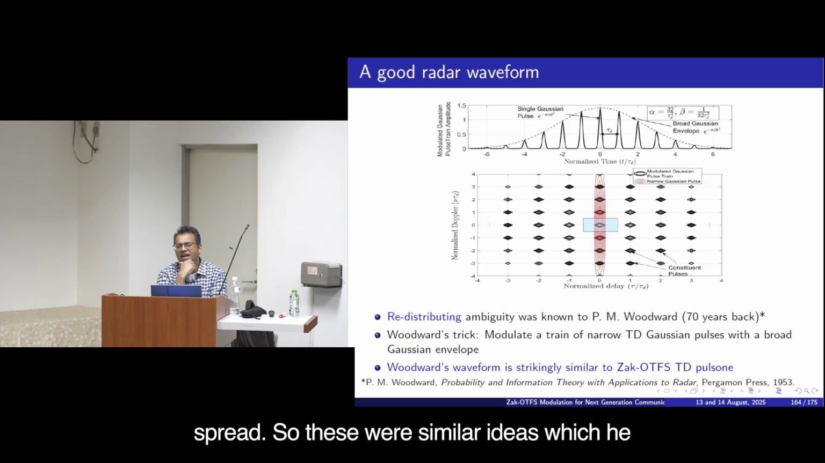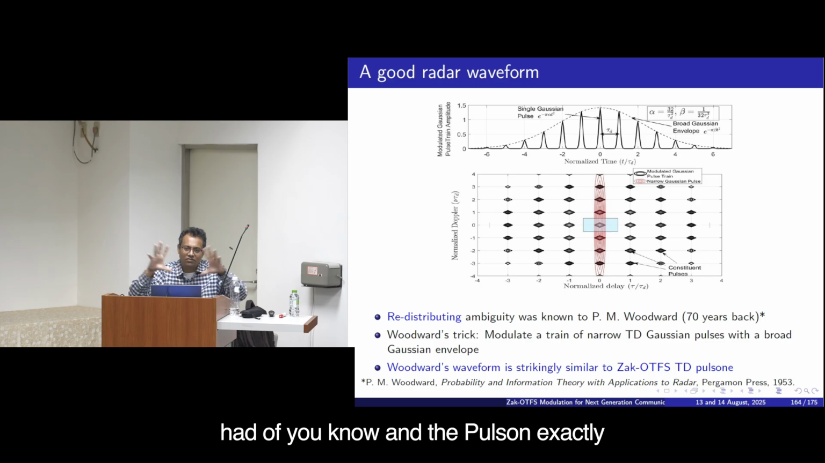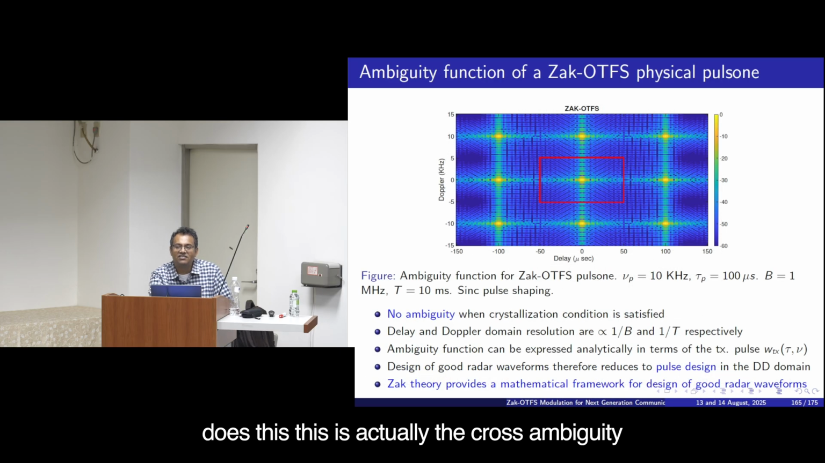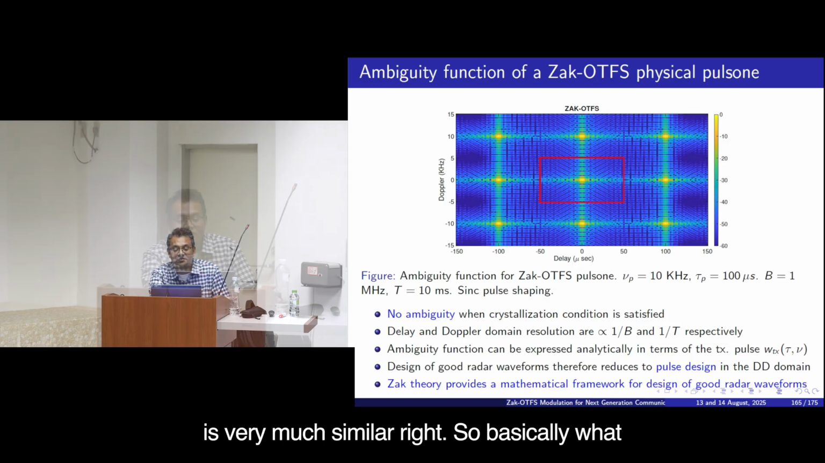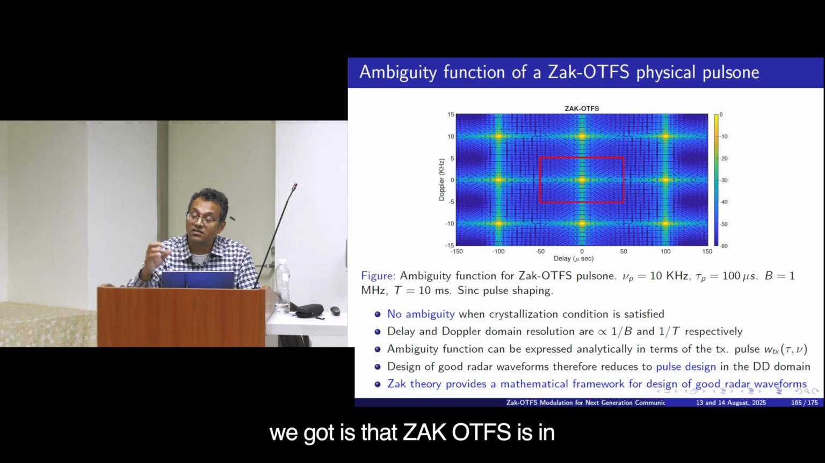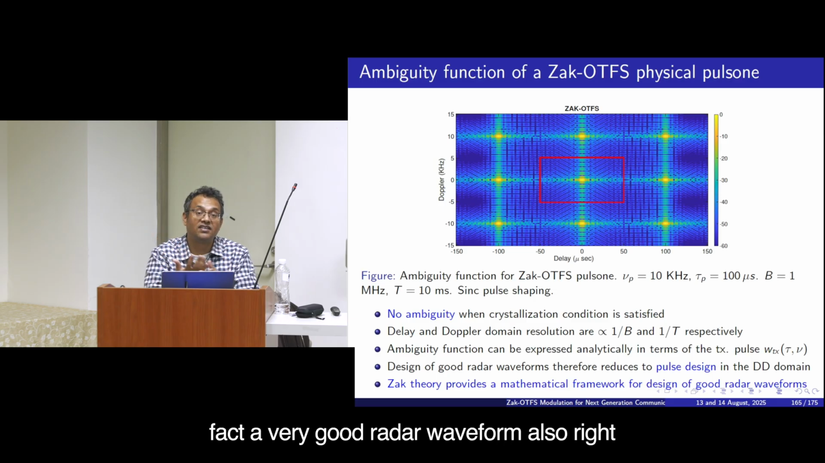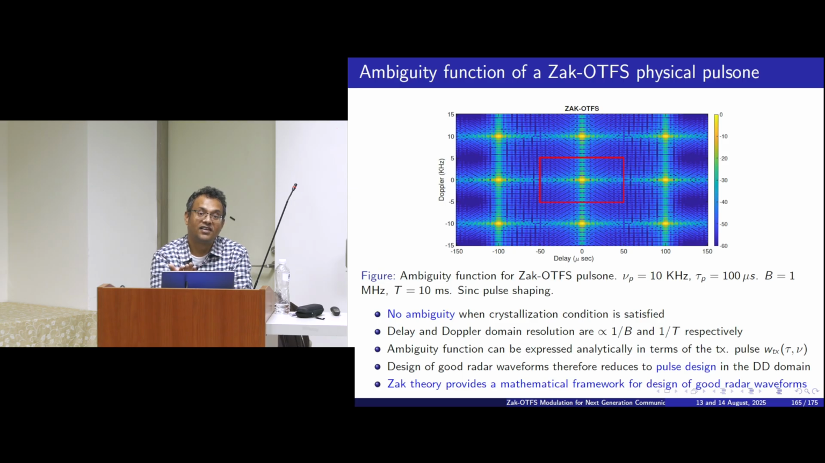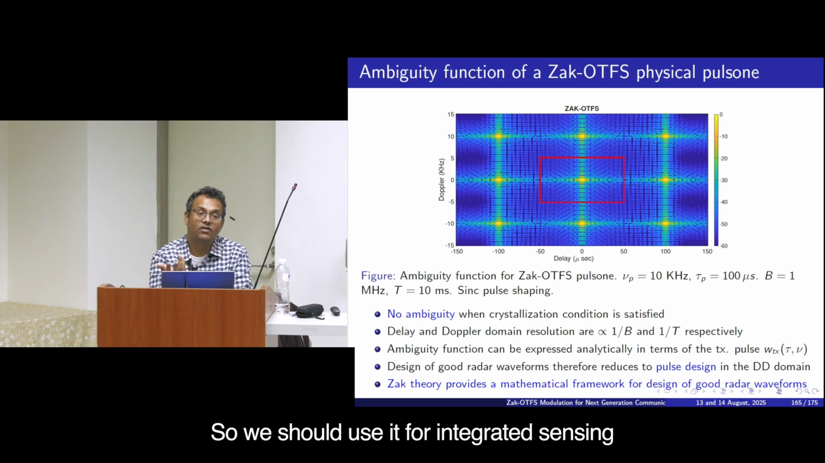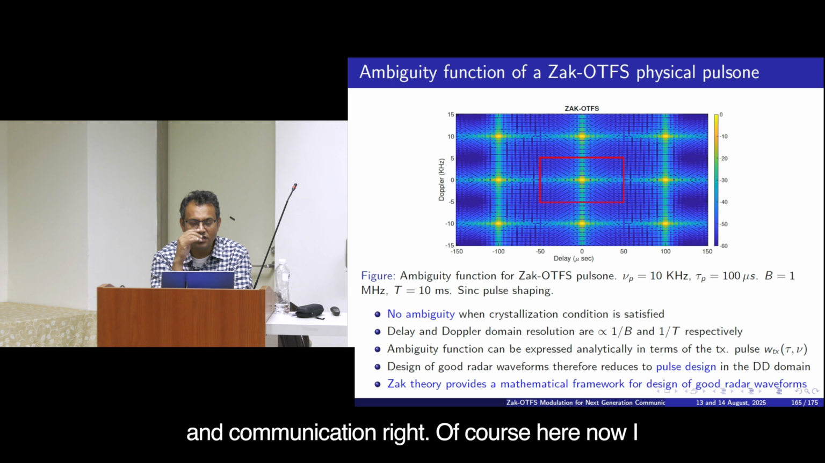So, these were similar ideas which he had, and the pulson does exactly this. This is actually the auto ambiguity of the pulson. It is very much similar, right. So basically what we got is that Zak OTFS is in fact a very good radar waveform also, and it is good for communication also, right. So, we should use it for integrated sensing and communication.